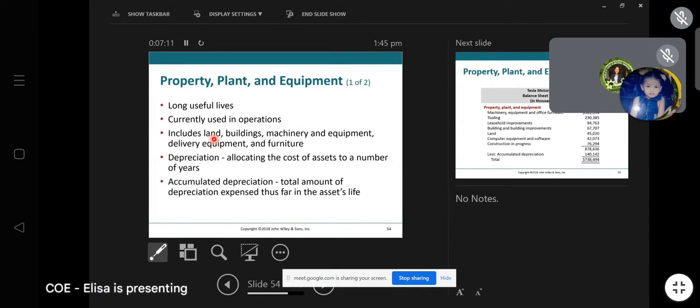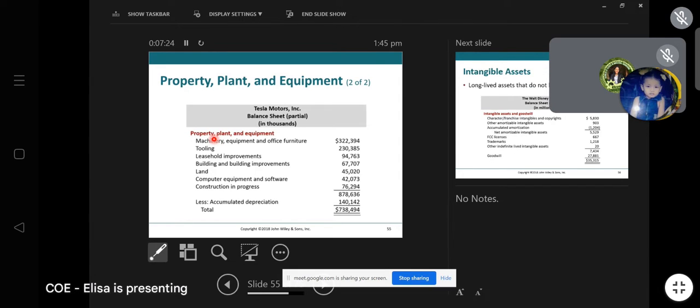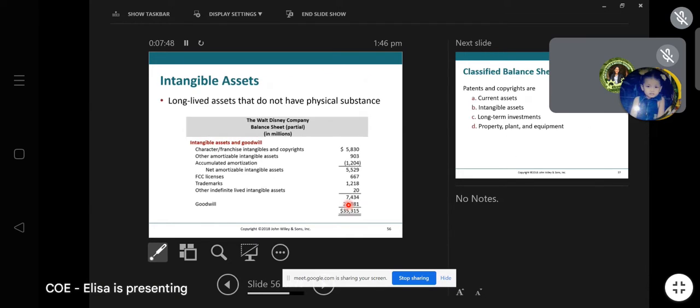That's important: it includes land, buildings, machinery, equipment, and depreciation. We depreciate, and the equivalent will be the accumulated depreciation. So this is how we present it. You have machinery, tooling; these are all historical costs, and then you deduct the accumulated depreciation. This is the total. But again, if you want to know the details, there is a detailed schedule.